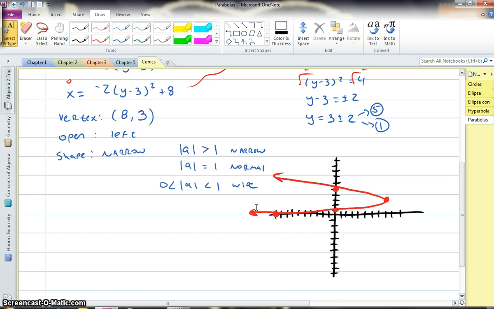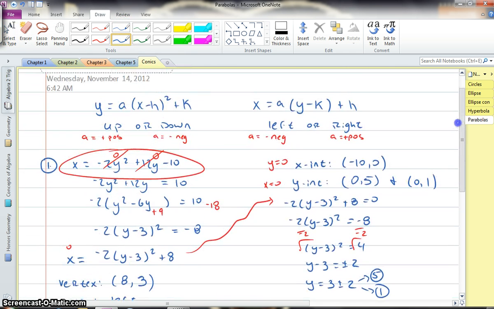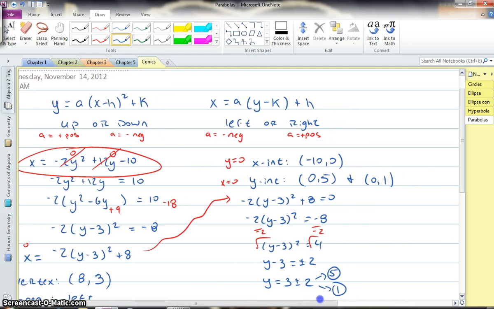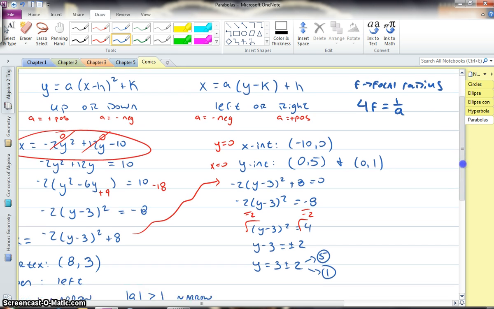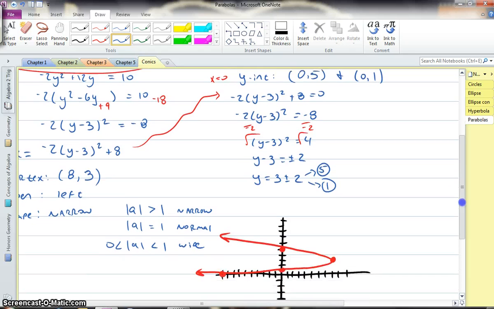All right, so that's the graph of your parabola, but we're not done yet. Now, I want you to add this at the beginning here. Our F is my focal radius. So just as we've had foci for everything else, we have a focal radius for parabolas also. And how you find it is 4F equals 1 over your A value. 4F equals 1 over A. So let's see how that applies to our problem now.